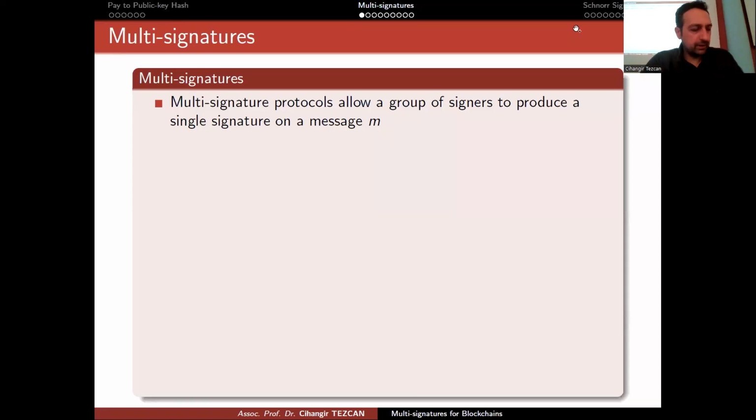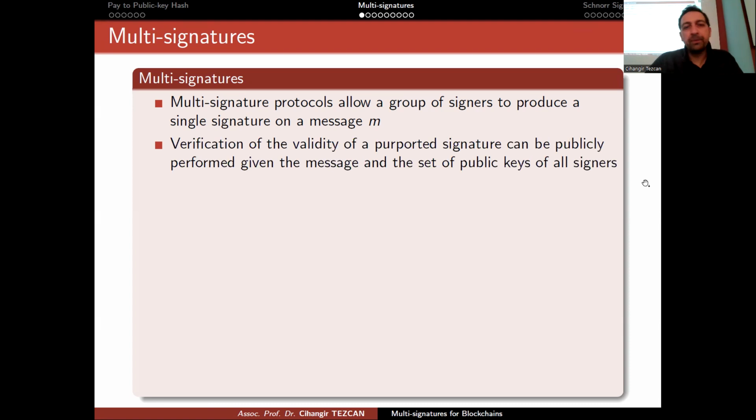All right, now that we have talked about pay-to-public key hash, it is time to talk about multi-signatures. Let me give you a brief description. Multi-signature protocols allow a group of signers to produce a single signature on a message M. So that is our idea.